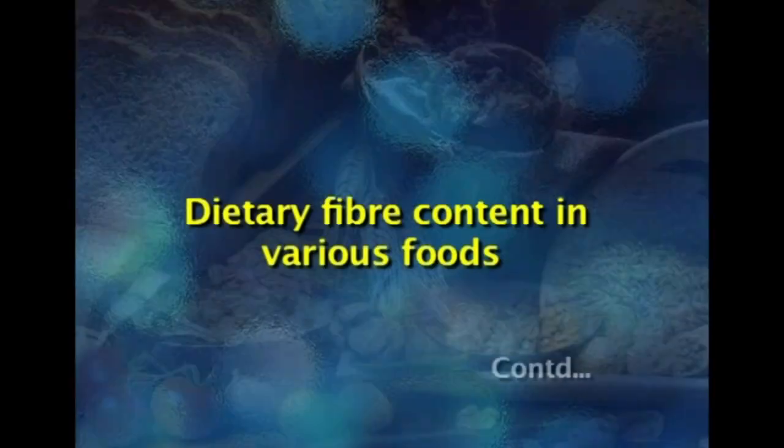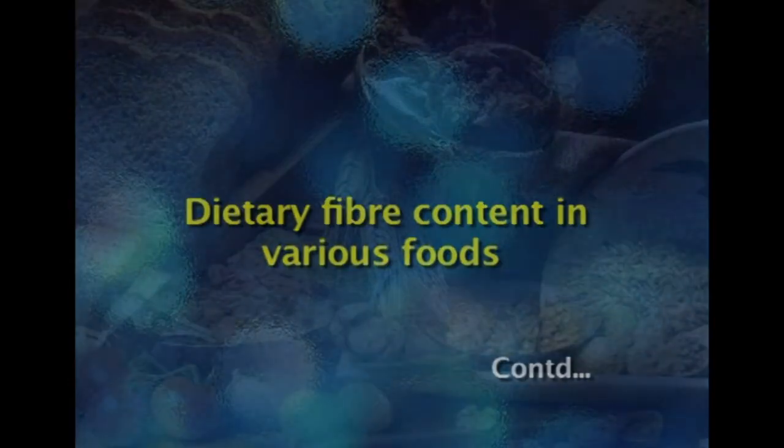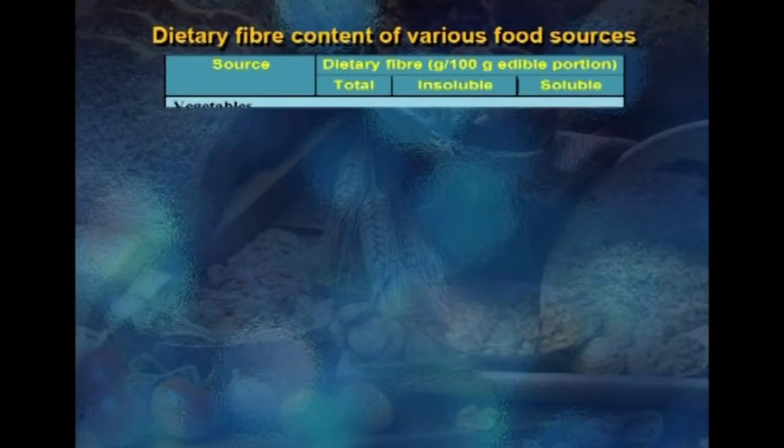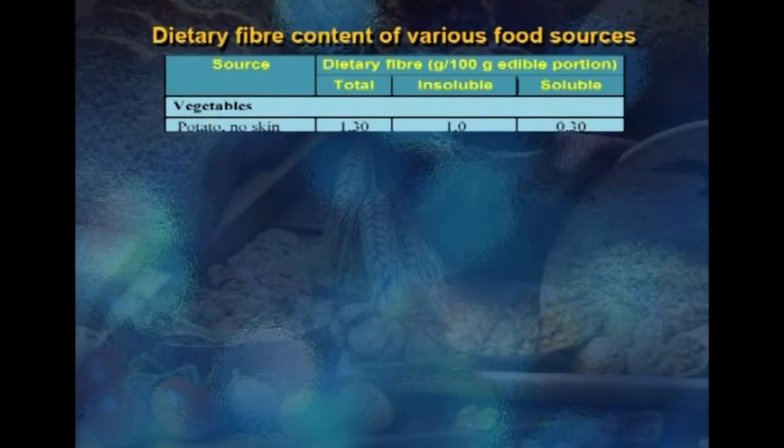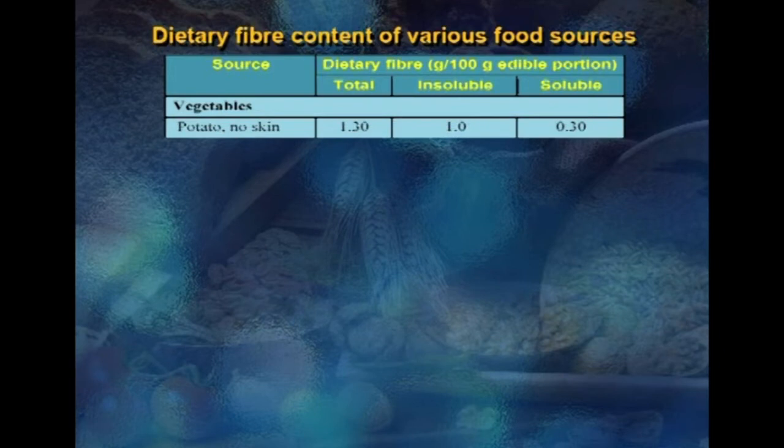The fiber content of the beans depends on and varies with the stages of maturity, and they differ at each stage of maturity. Now coming to the other sources like vegetables, among vegetables, potato skin has got 1.3 grams of dietary fiber. So if we consume potato along with the skin, you get some amount of dietary fiber, and if you remove the skin, the dietary fiber is lost.